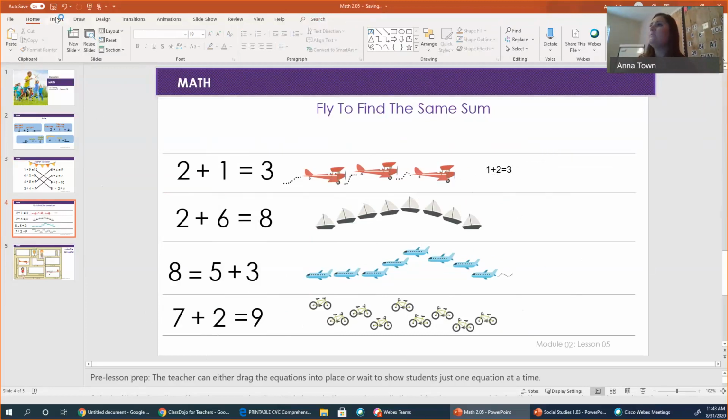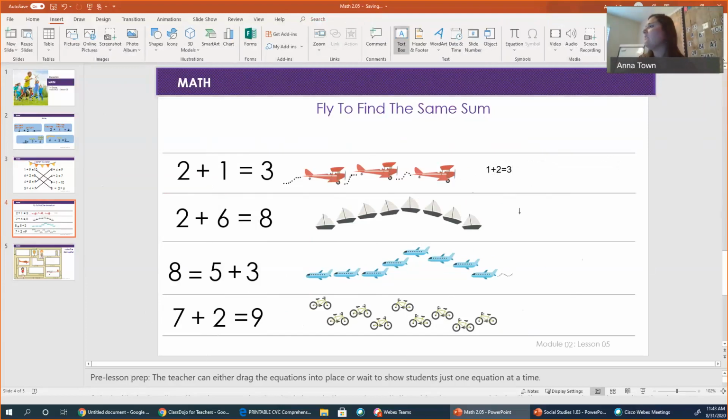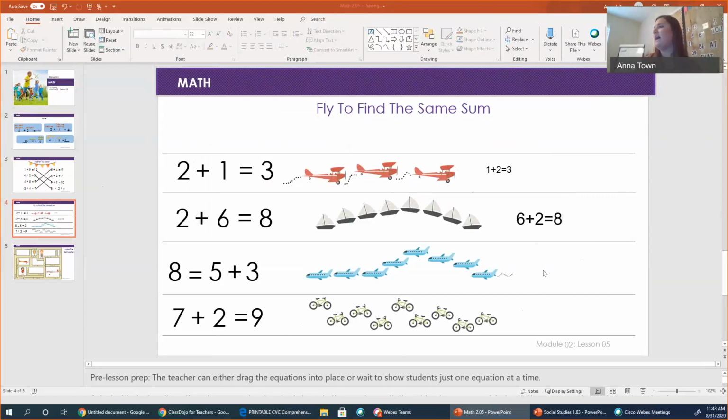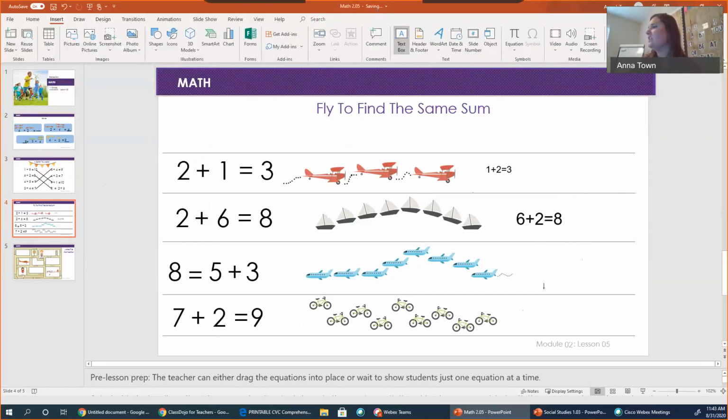Let's do it for the next one. What is the other way we could write 2 plus 6 equals 8? Good. We could write it as 6 plus 2 equals 8. That is the same. It's a matching equation. We just changed the order of our addends. The sum remained last.